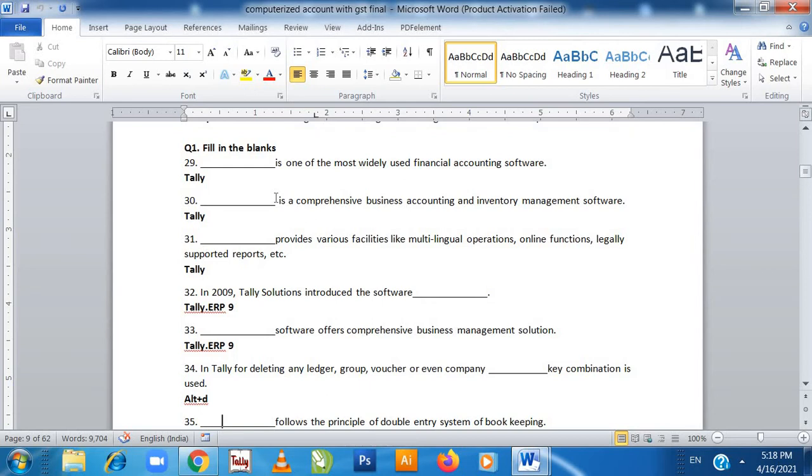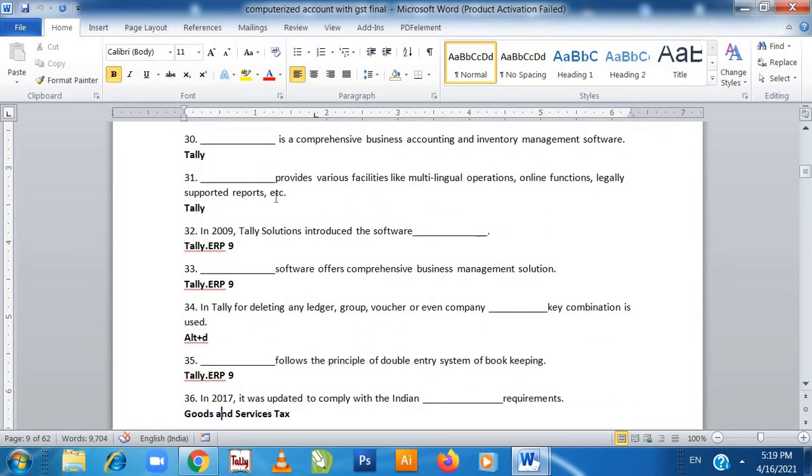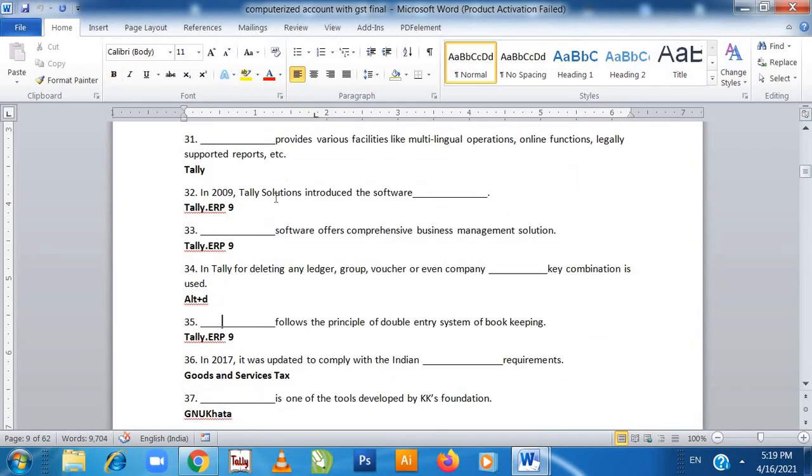In Tally, for deleting any ledger, group, voucher or even Dash, the key combination used is Alt D. Dash follows the principle of double entry accounting system of bookkeeping, that is Tally ERP 9. In 2017 it was updated to comply with the Indian Dash requirements, answer is goods and service tax.